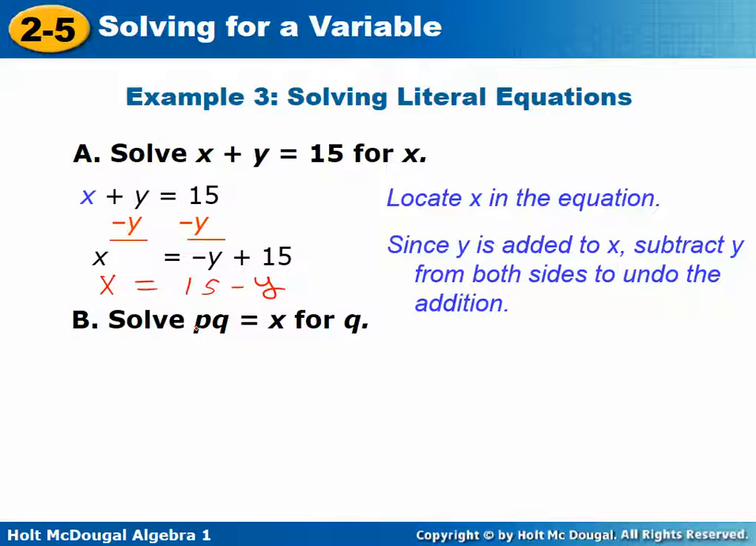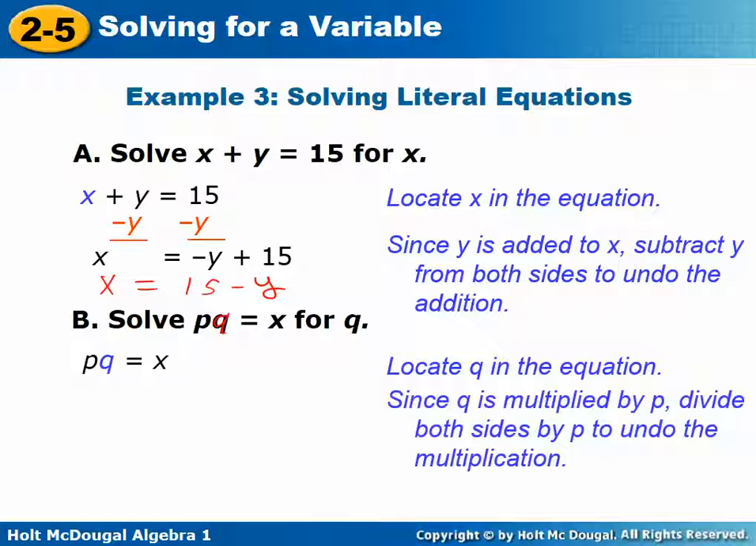The next one, we want to solve pq equals x for q. Here's the q. It's being multiplied by p, so we need to divide both sides by p in order to undo the multiplication. We can't actually divide x divided by p, so we just write it out. We have q equals x over p. And again, if you're typing, use the division sign, which is the backslash, to show that you're dividing x divided by p.